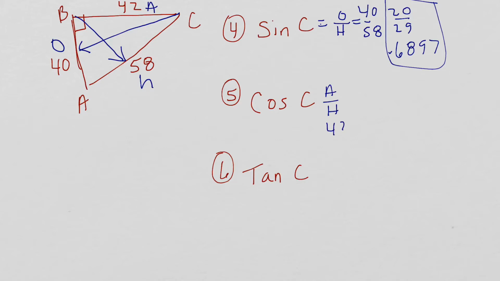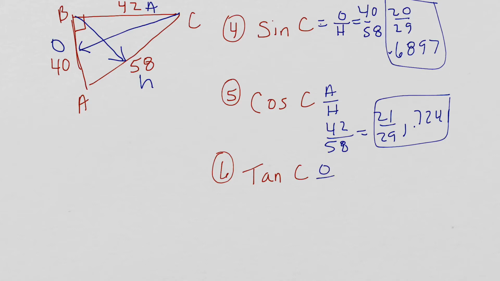For cosine C, our cosine is going to be adjacent over hypotenuse. So that's going to be 42 divided by 58. We're going to simplify that to 21 over 29. And our decimal is going to be 0.7241. For tangent, it's going to be our opposite divided by our adjacent, which is going to be 40 divided by 42, which simplifies down to 20 divided by 21, and our decimal is going to be decimal 0.9524.